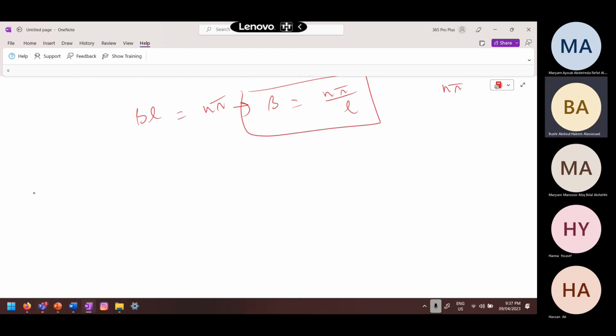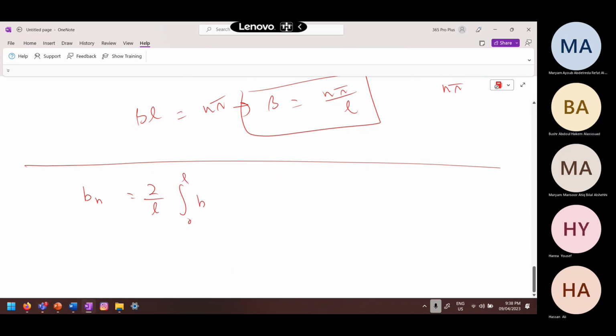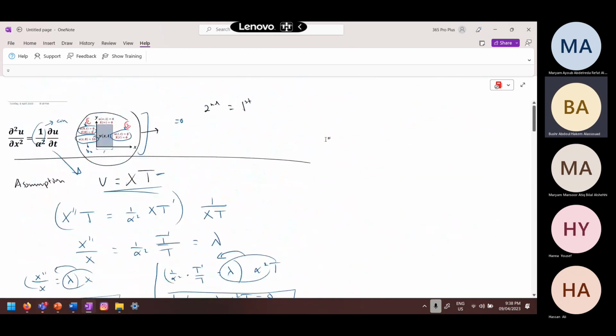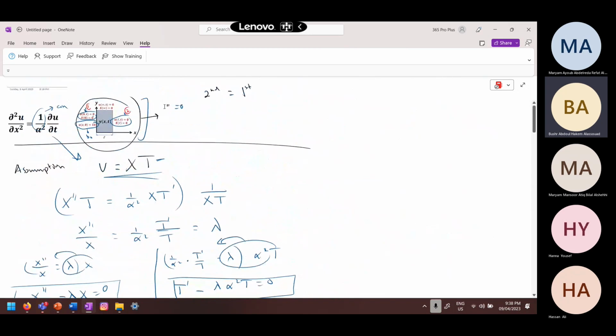Now, finally, for our final step, which is Fourier series, we're going to find the Fourier series. So Bn is equal to, this is the Fourier series equation, integral from 0 to L of B of zero, B naught, whatever, times sine n pi over L x dx. As for the value of L, we don't need it. And you'll find that at the end of the question L is not needed.